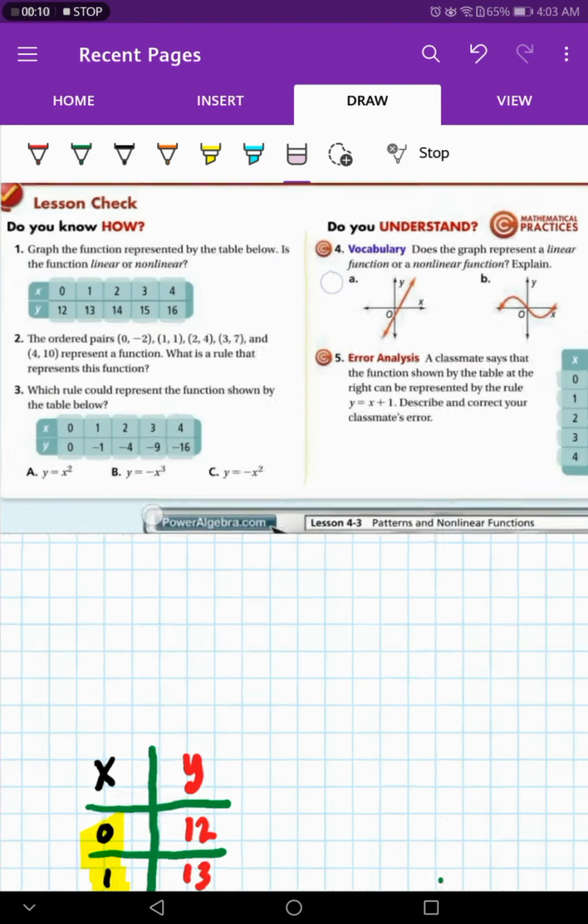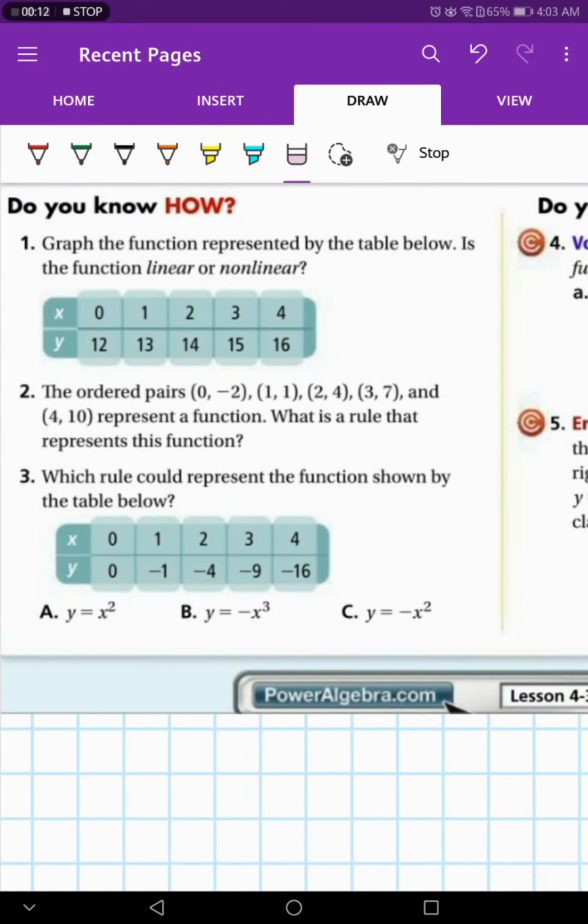And question number 1 here: graph the functions, my dear student. Graph the functions represented by the table below. Is the function linear or nonlinear? So he asked me to graph, okay?